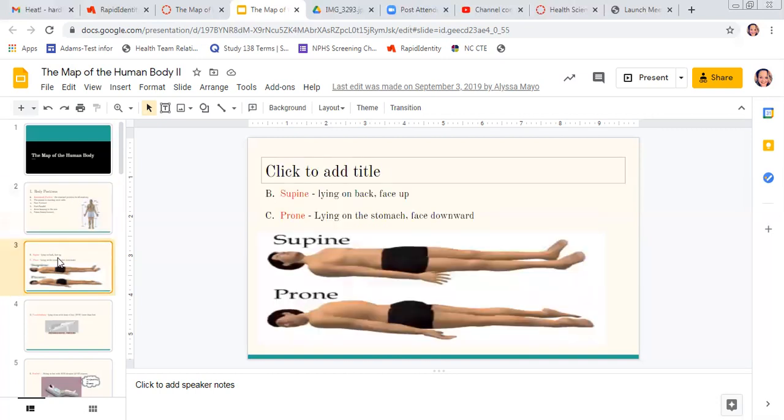Moving forward, we're also going to talk about other positions. So you see that supine is laying on your back face up. So supine is laying face up. And then the opposite of that would be prone, lying on your stomach.